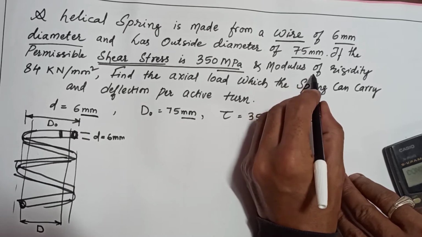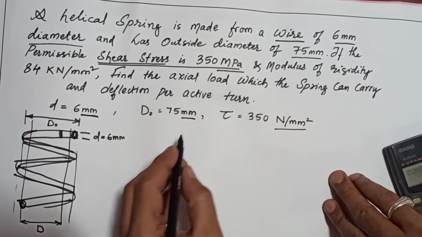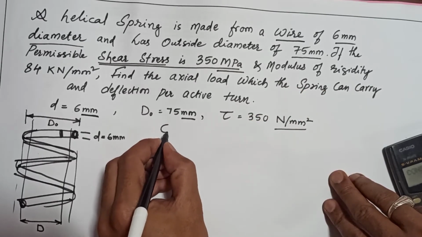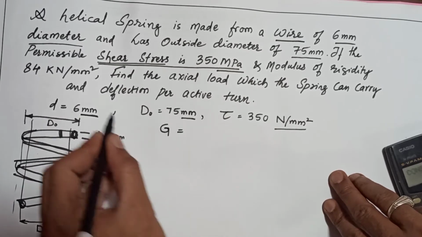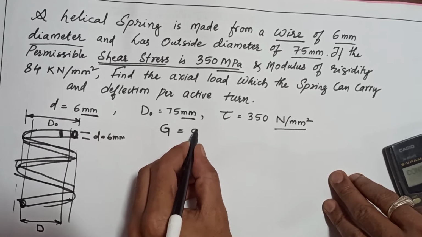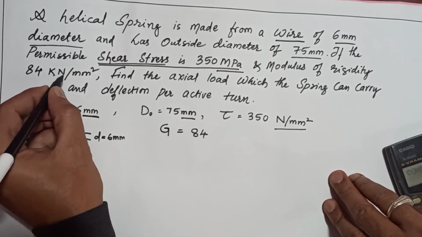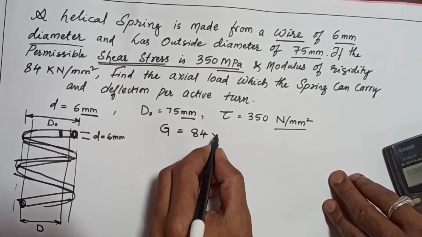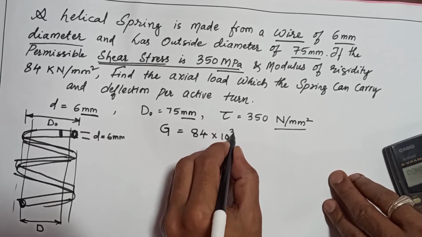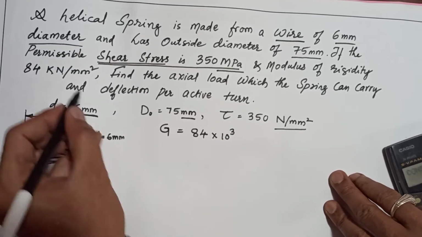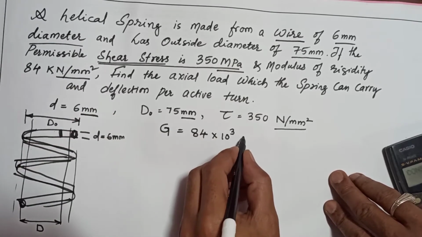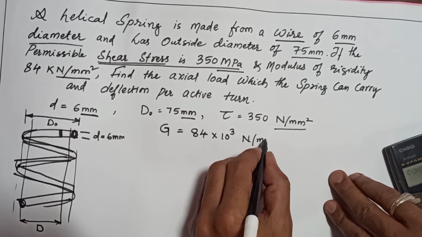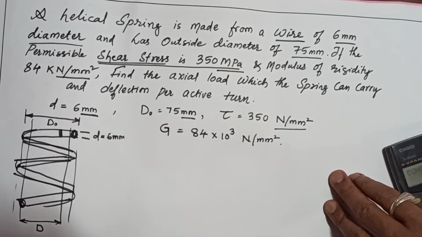And they have given the modulus of rigidity. The modulus of rigidity will be denoted with G, and that value is given as 84 kilo Newton. So kilo you have to convert first, that is 10 power of 3 Newton per millimeter square. So that is already in the standard format, already in the standard unit.